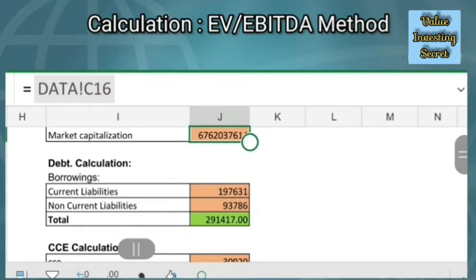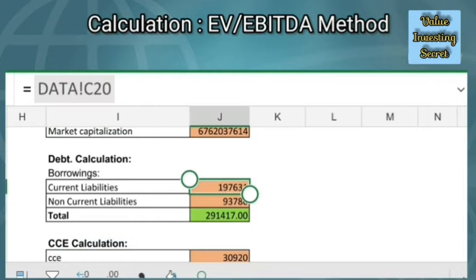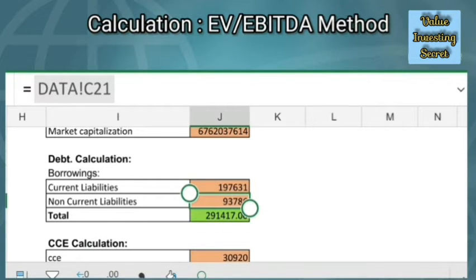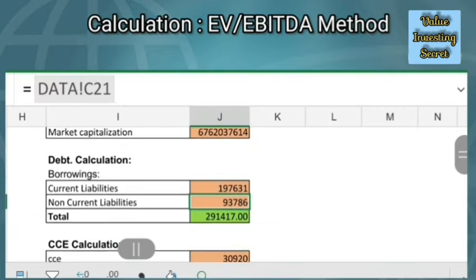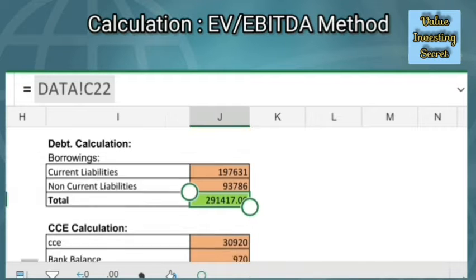Then for debt calculation, borrowings details have to be computed. The borrowings of any company can be found in the consolidated balance sheet of any company's annual report. Here I have taken current liabilities and non-current liabilities borrowings. To get the total debt, we have to add current liabilities and non-current liabilities values, and by this I have got 2,91,417 crore rupees as debt.